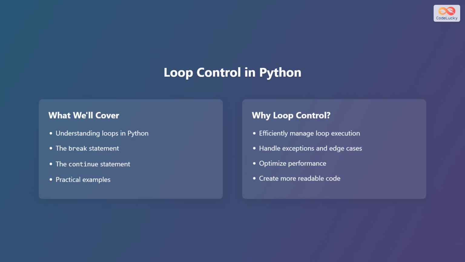But why is loop control important? It lets you efficiently manage loop execution. It handles exceptions and edge cases. It optimizes performance. Ultimately, it helps you create more readable code.